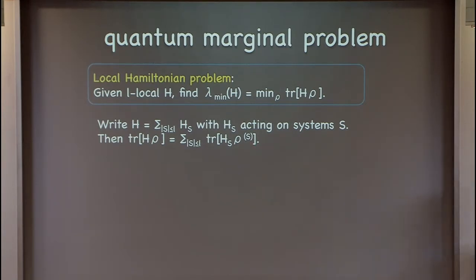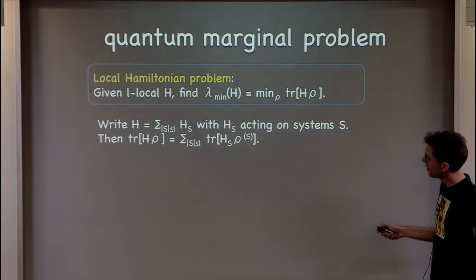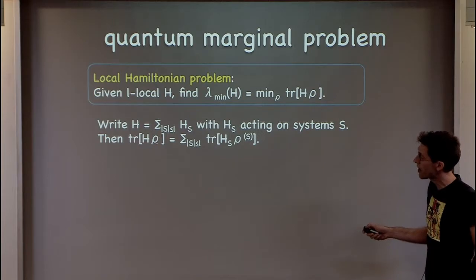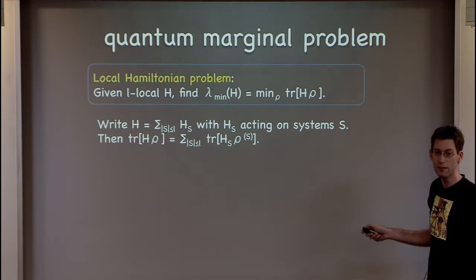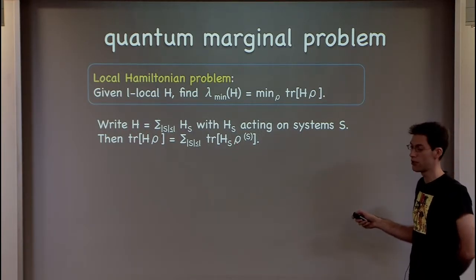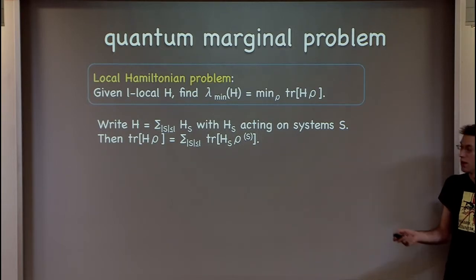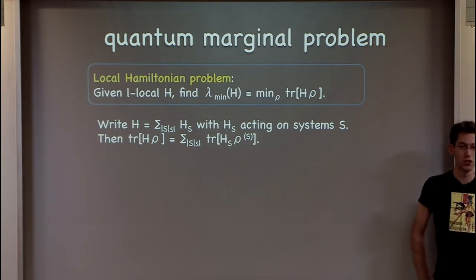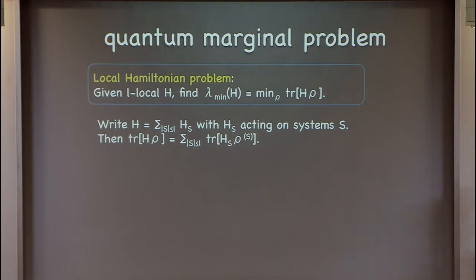And so this is nice because here the basic operators are huge. They're d to the n dimensional. And here the basic operators are not so big. Think of L as like 2. Then these would just be d squared dimensional matrices. Maybe d is 2 also, so then they're just 4 by 4. So it's really a much, much easier problem, or at least the objects involved are much smaller.